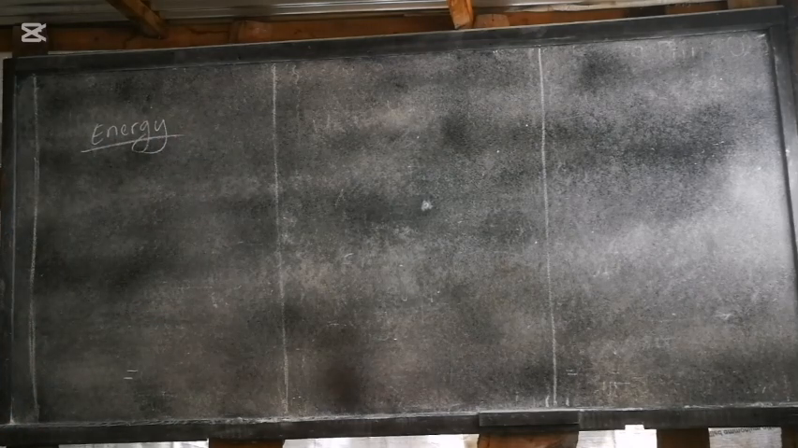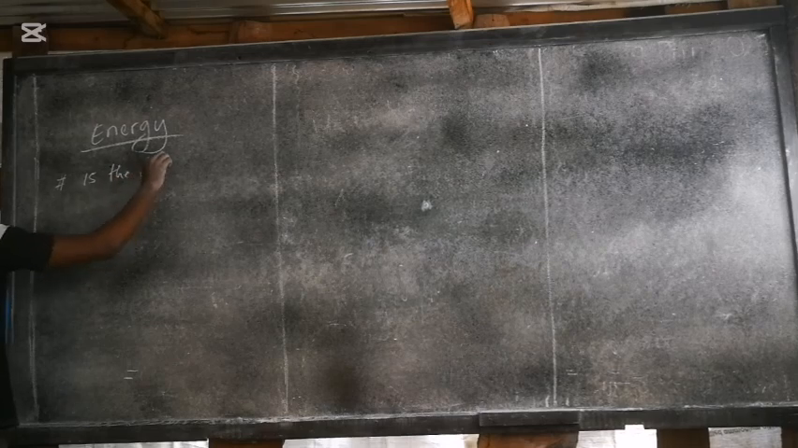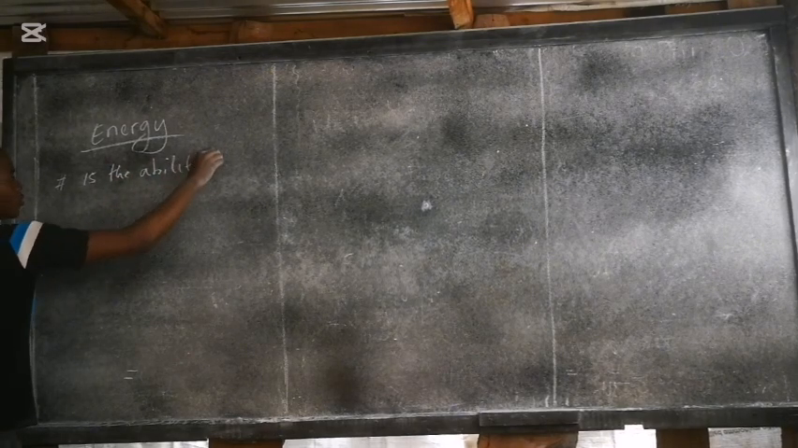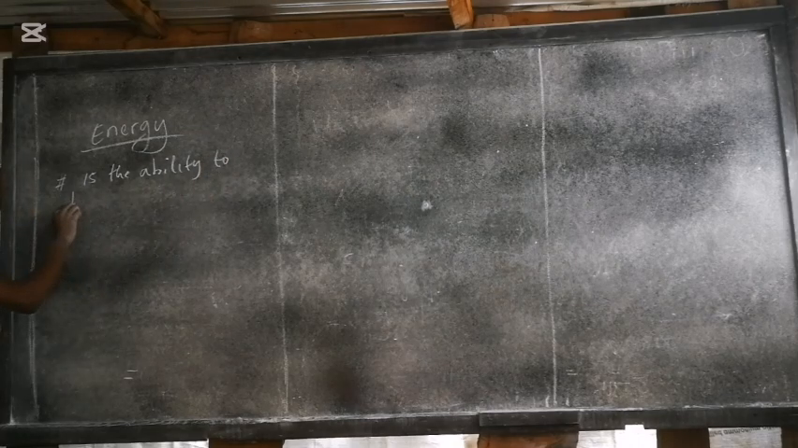So what is energy? Energy is the ability to do work. That is energy. So energy is the ability to do work. We have two types of energy, which are what?